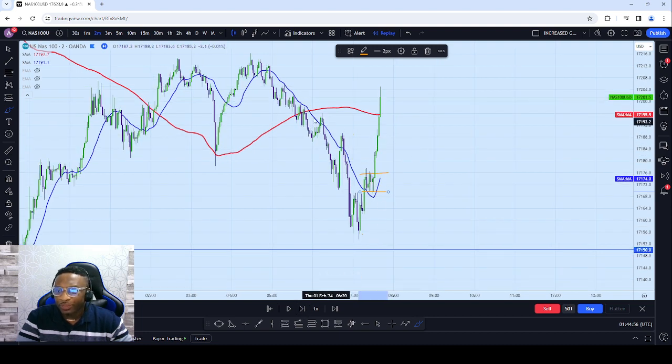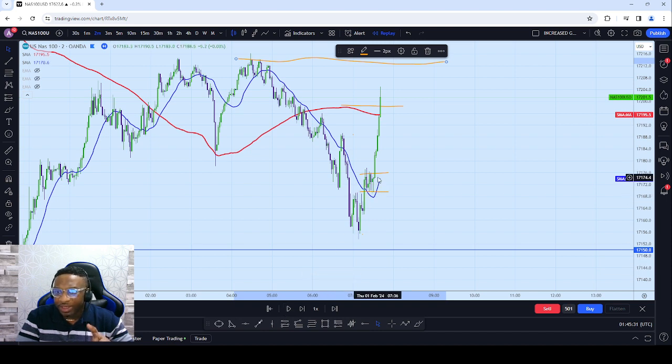Yeah, so now you can decide where to take your profit. The red moving average area could be your first take profit, and the next high level from there could be your second take profit. So let's play out and see if these levels get hit. But we are not done yet.